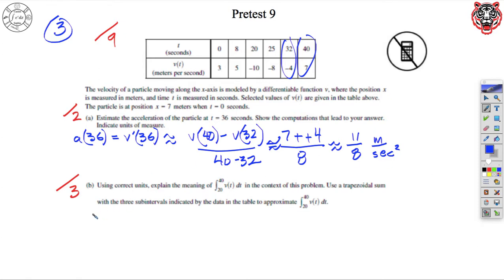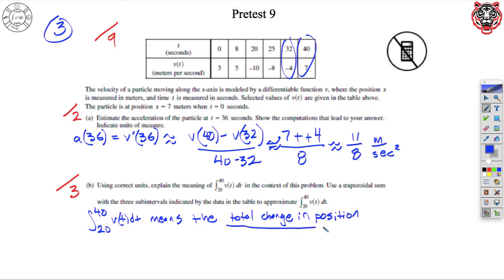Okay, we're explaining the meaning. So, integral between 20 and 40 of V(t) dt. That means, or it is, the total change in position. Oh my god, I'm so stupid. Position. God dang it. So that's the key thing. It's total change in position. And our units are in meters. I just wrote it was from 20 to 40, but I did 0 to 40. From 20 to 40 seconds. So that's our meaning. And then we need to find that.